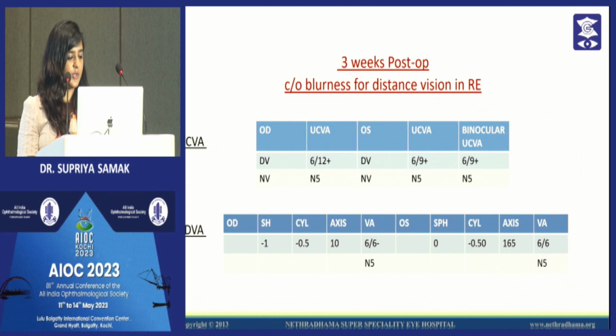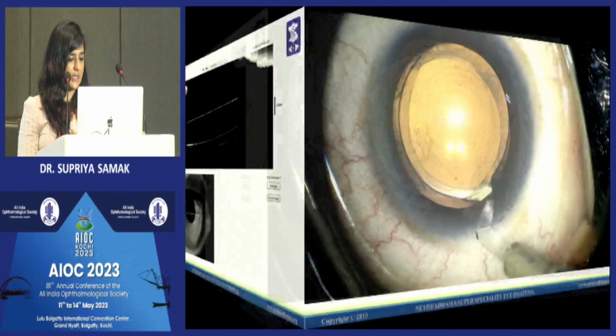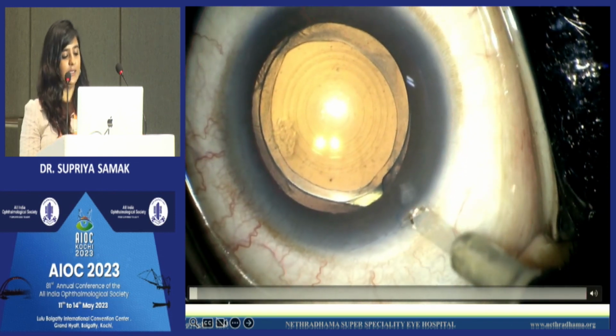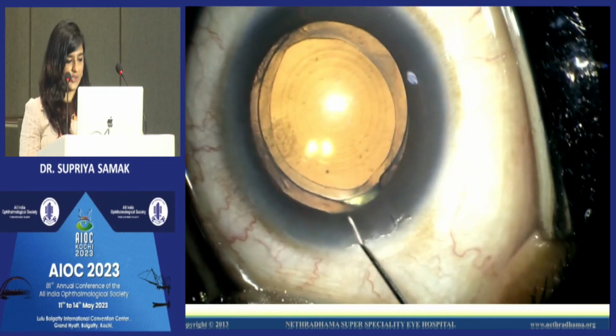So 3 weeks post-operatively, she came back with blurring of vision. In the right eye, she had a residual refractive error of -1, and a small cylinder in both eyes. So you can see the OCT here. So this is the surgical technique that was performed. The lens here was not explanted. The same incision was opened up using a blunt instrument.